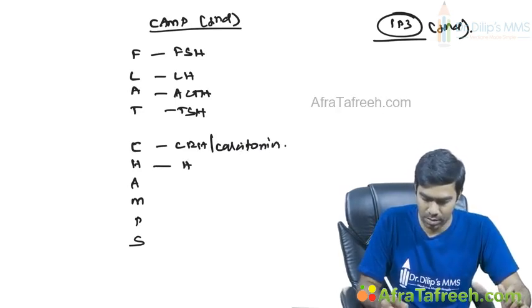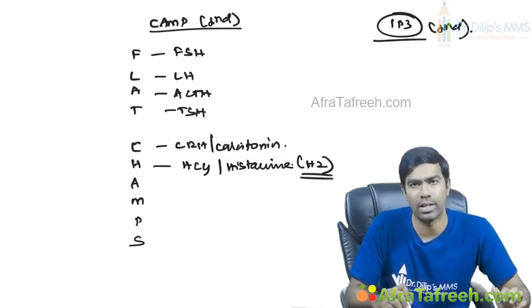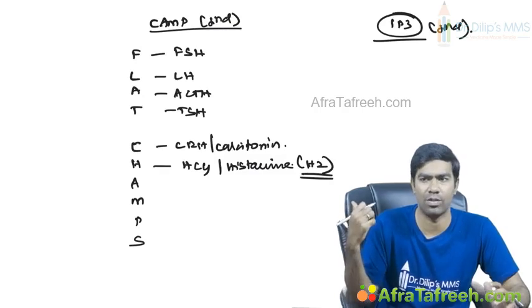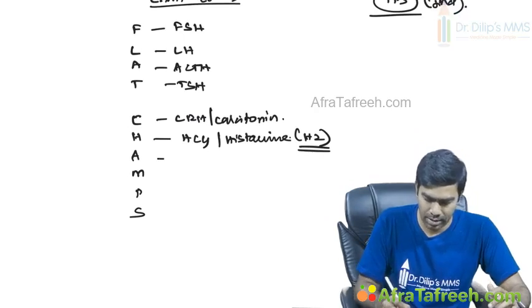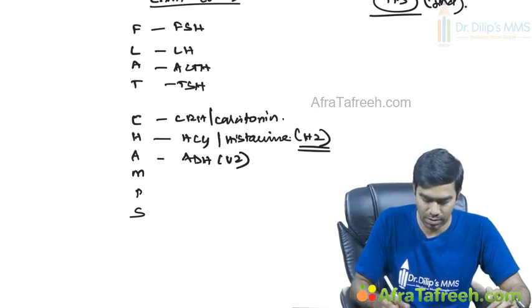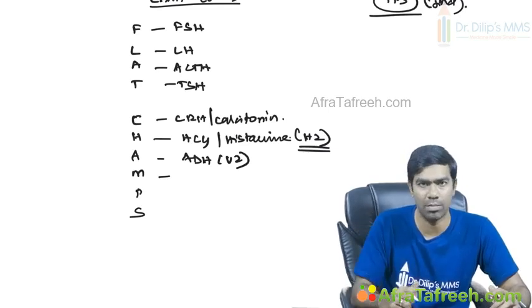and H stands for beta HCG, histamine, especially the H2 receptor, very important. H2 acts through the cyclic AMP only. Go through and you will see in the GPCR table also, I have given this. A stands for ADH, V2 receptor only, V1 is different, it acts through Gq. I told you in the GPCR table again.